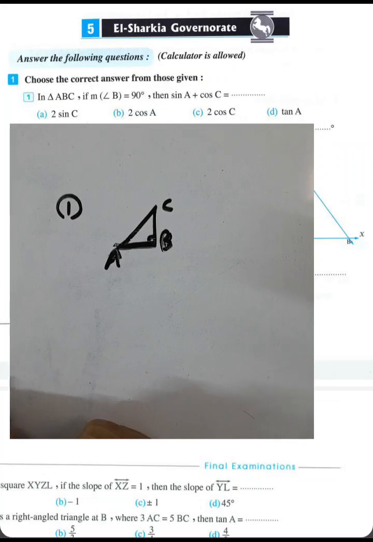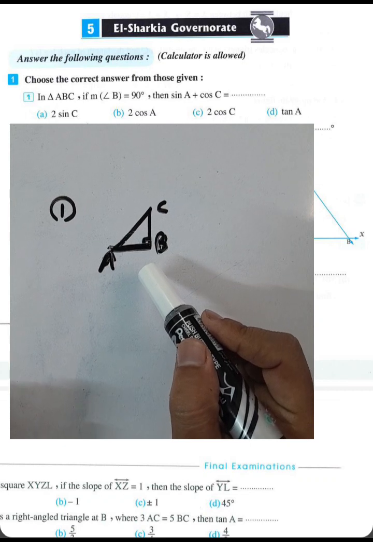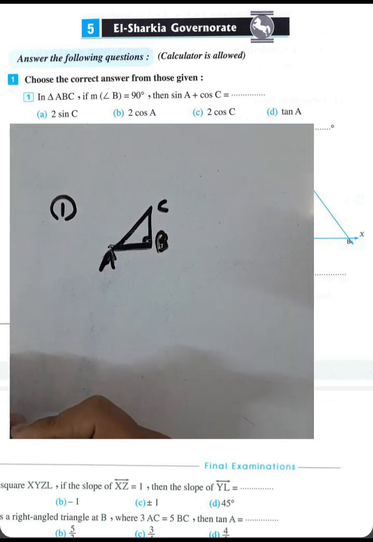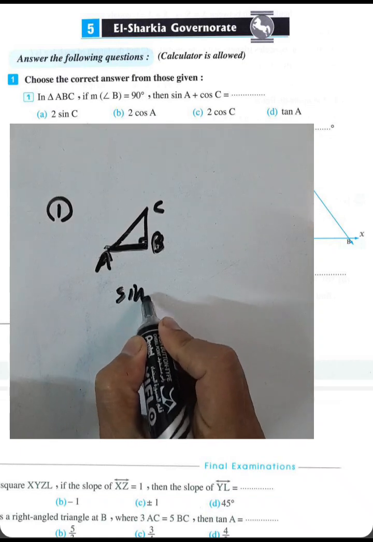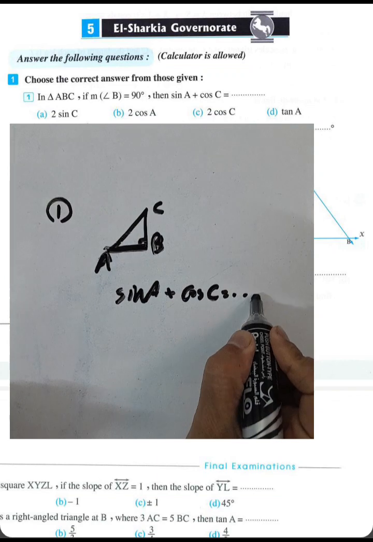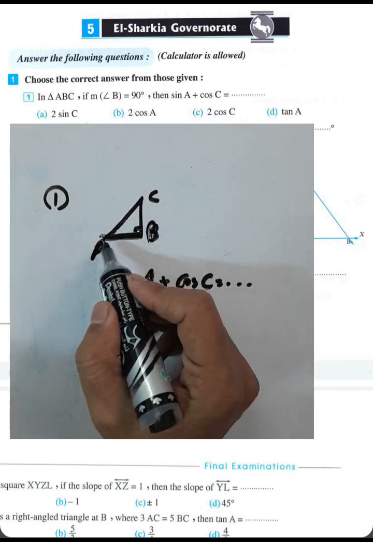In triangle ABC, if the measure of angle B equals 90 degrees, you want to find sine A plus cosine C. Okay, we have two angles here, A and C, and the sum of them equals 90 degrees.